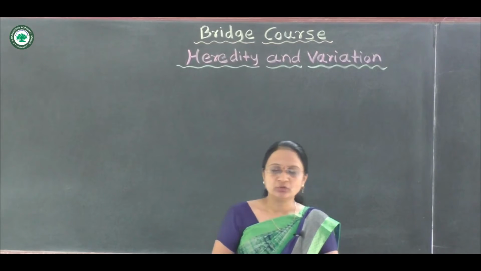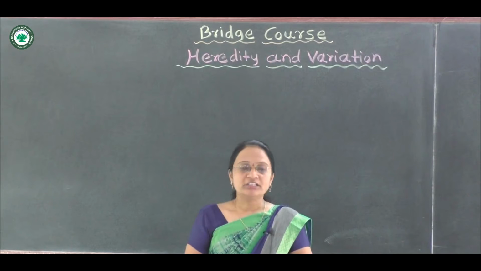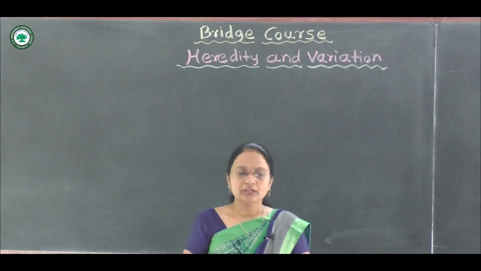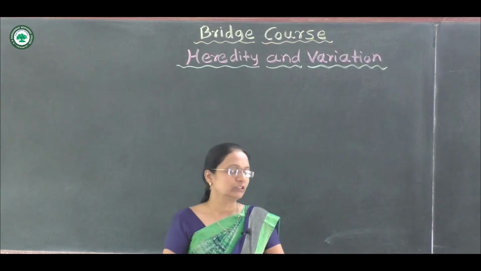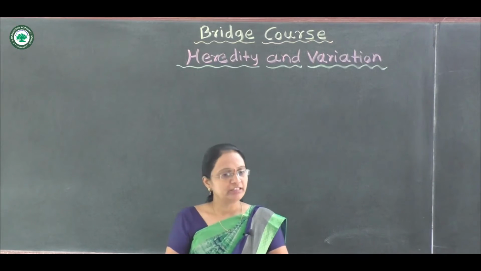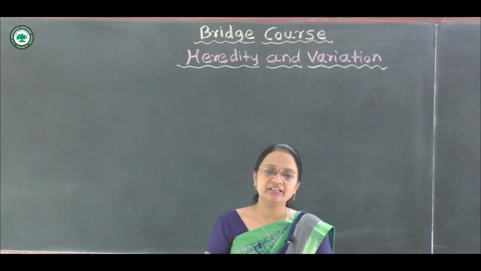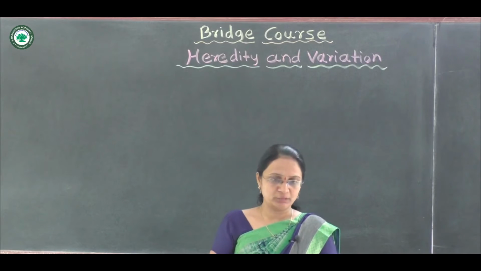Okay, now come towards heredity as well as variation. What is the meaning of heredity and what is variation? Both of these terms are related to inheritance. This inheritance is related to transmission, because the term heredity is related to transmission. What is the transfer that takes place here?